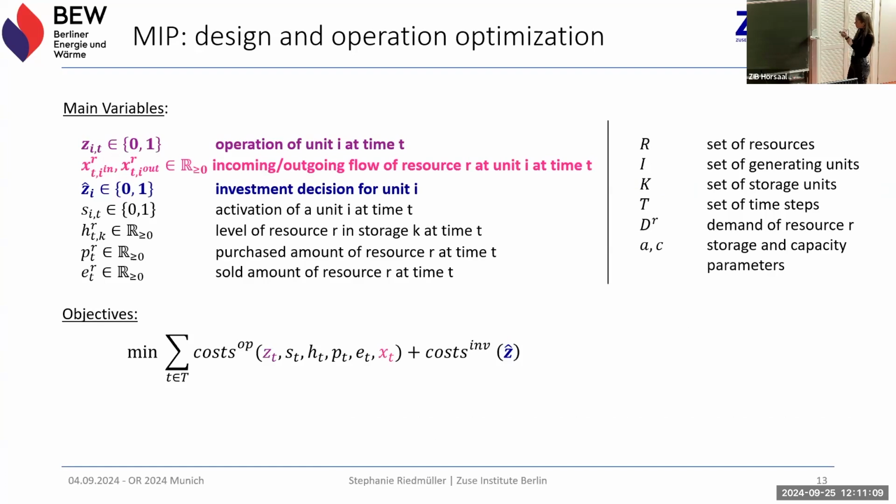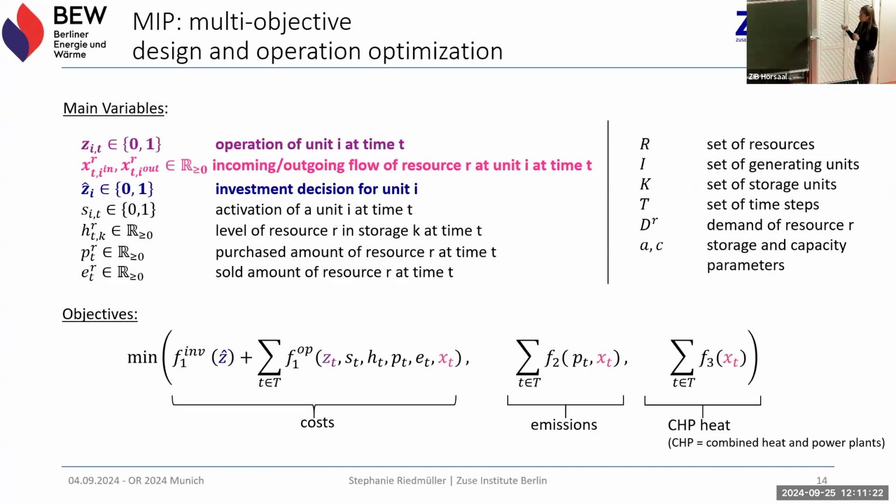So I have all of them together, and we can solve this problem, but in reality you do not have one objective, but several. So we included more objectives. The first is still the cost. The second is the emission of the system, like CO2 emissions. And the third one is the CHP heat. By that I mean the heat that is coming out of a combined heat and power plant, a plant that is generating heat and power at the same time. We see this as a kind of efficiency factor.